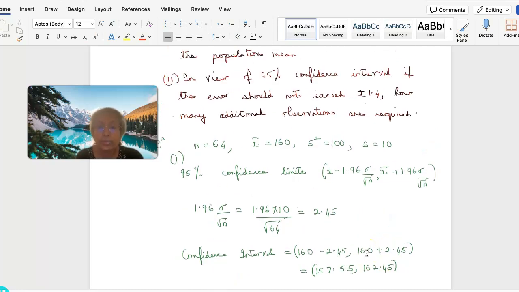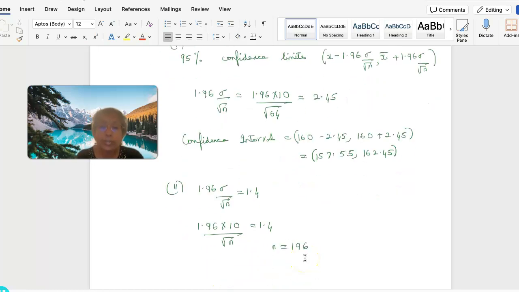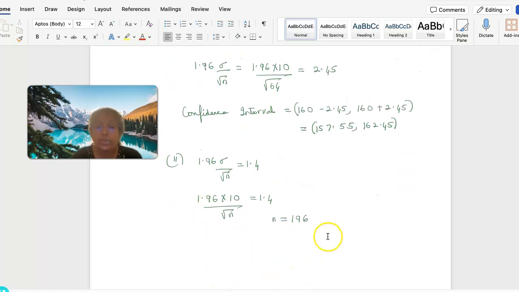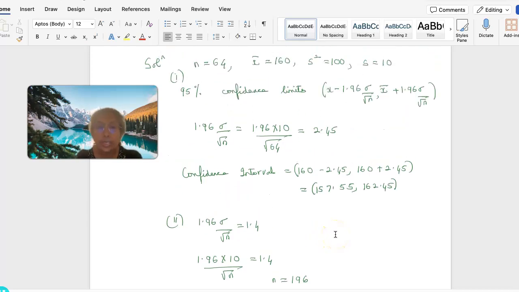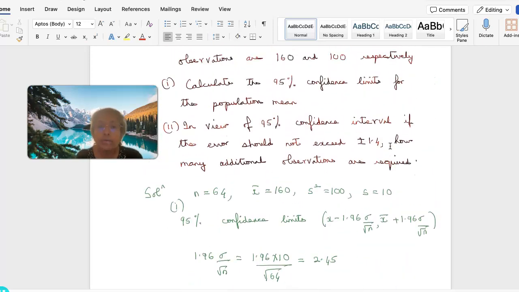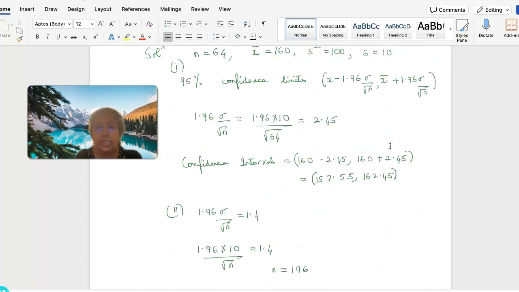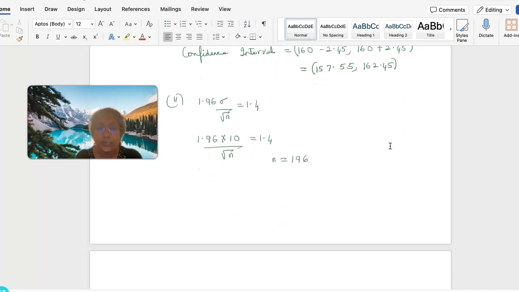Now, coming back to the next part of the question, the error should not exceed plus or minus 1.4. That means 1.96 sigma by root n should not exceed 1.4, or we'll keep it as 1.4. So 1.96 into 10 by root n is 1.4. Simplifying you get n equal to 196. So the additional observations required will be, totally you need 196 observations, and you have 64 observations.